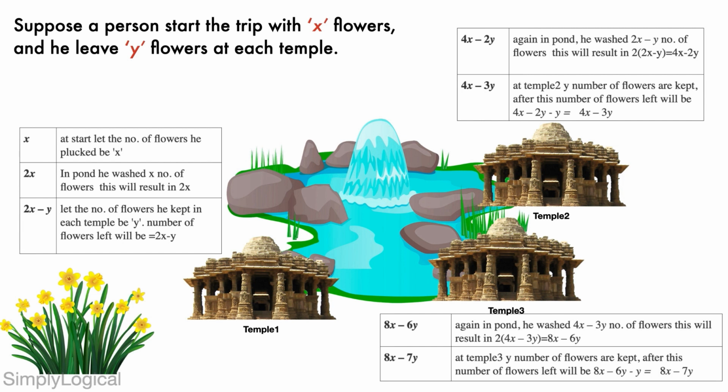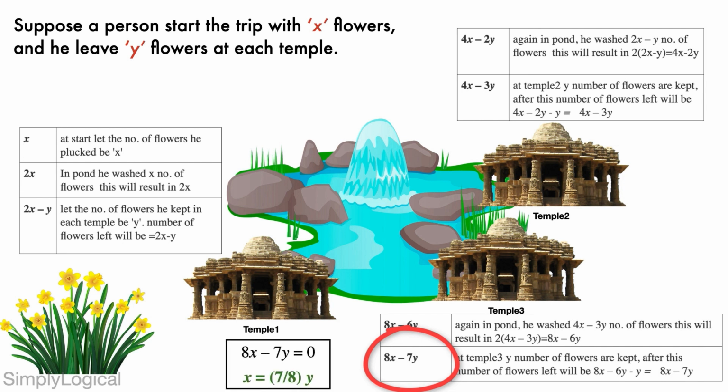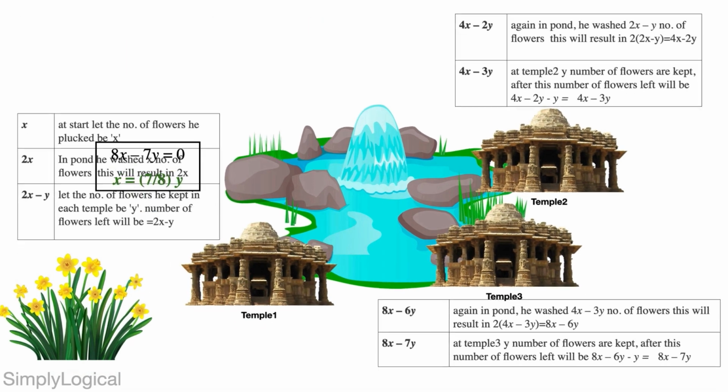Finally, at temple 3, Y flowers are kept. After this, the number of flowers left will be 8X minus 6Y minus Y, which is equal to 8X minus 7Y. As per the puzzle, after placing flowers at the third temple, the person has no flowers. This means the final equation is equal to 0. Here the final equation is 8X minus 7Y, hence 8X minus 7Y equals 0. After simplifying, X equals 7 over 8 times Y.